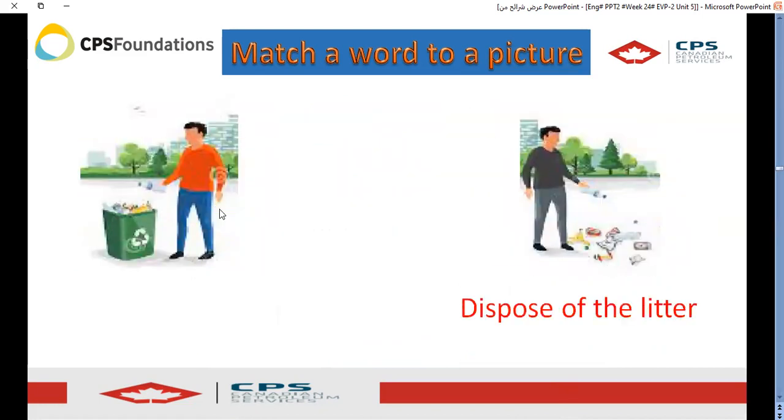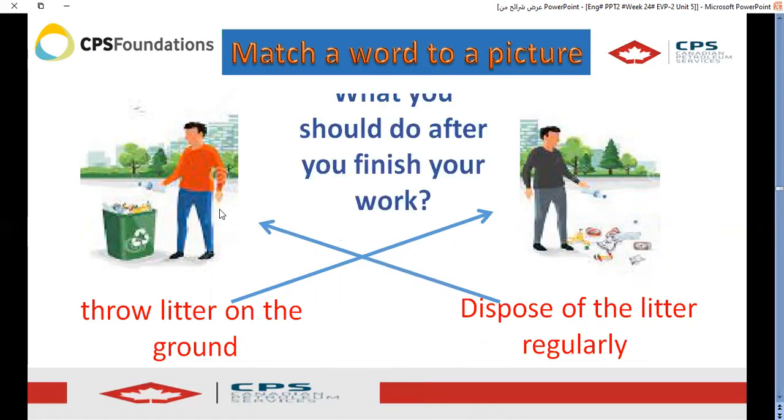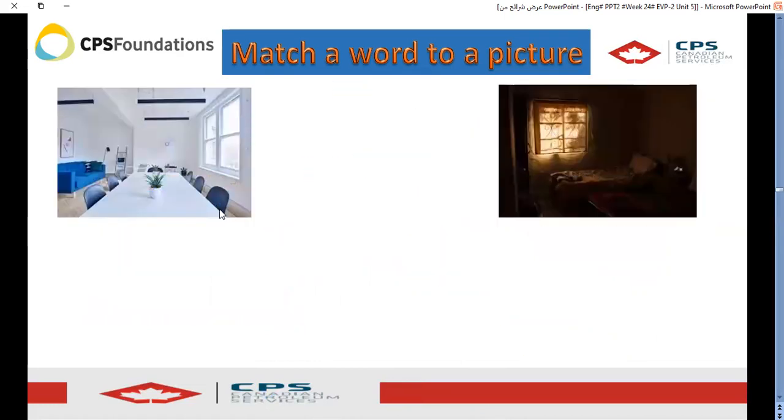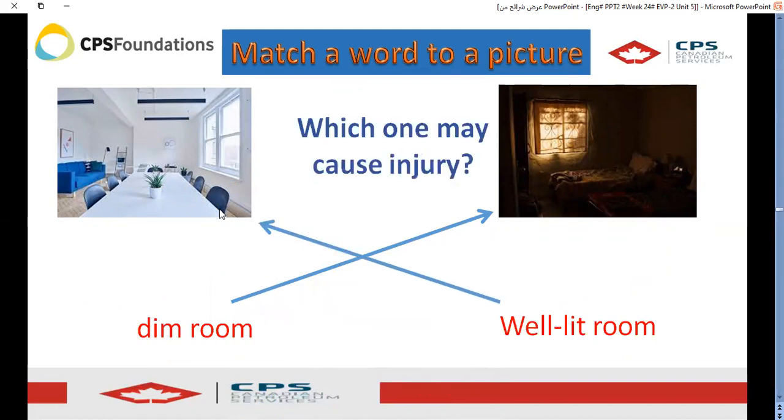But also, when you use something and you have some litter left, you have to dispose of the litter regularly, not to throw litter on the ground, because this will make the workshop dirty and untidy. The workshop should be well lit, not dim, because dim rooms will cause accidents. People will not be able to see what is in front of them and they might get tripped by objects on the ground or hit something.